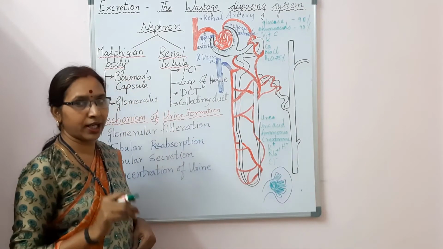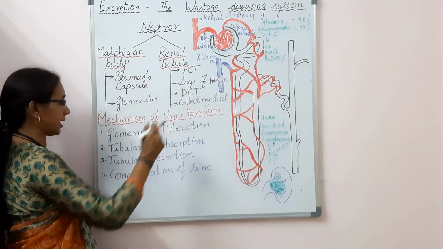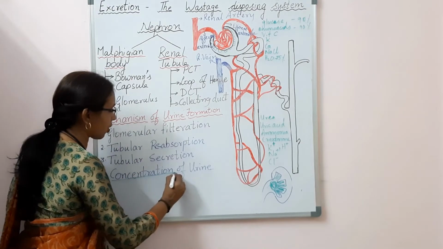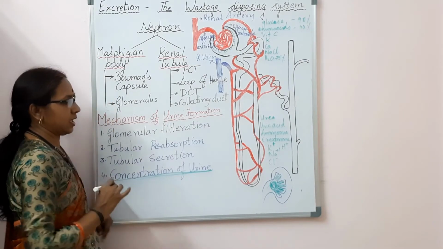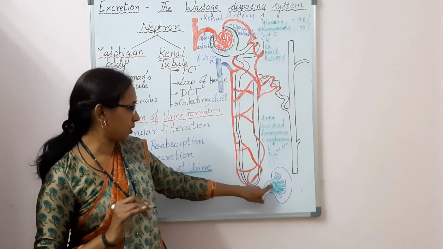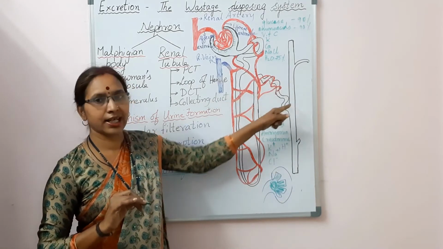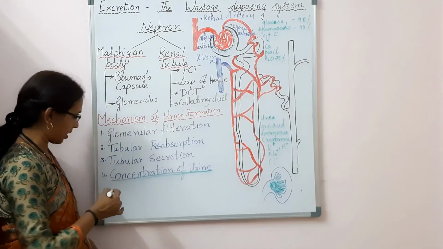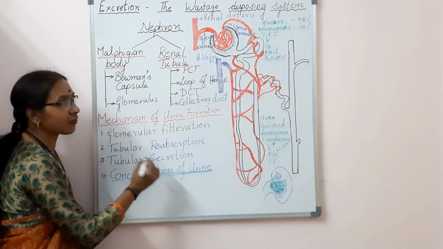One more point I would like to tell you. The fourth mechanism in the collecting duct, that is concentration of the urine, takes place. So before it is collected into the pelvis, what happens in the collecting duct is the fourth mechanism, that is concentration of urine.